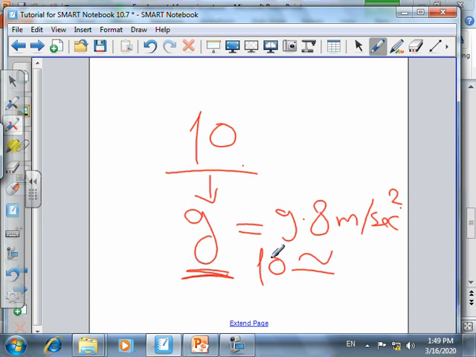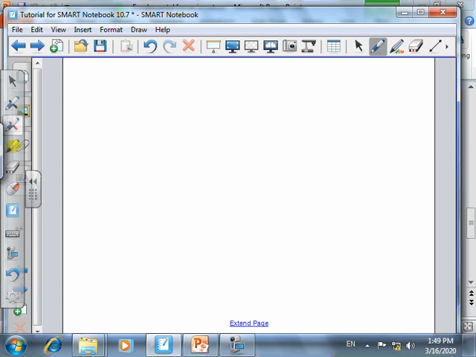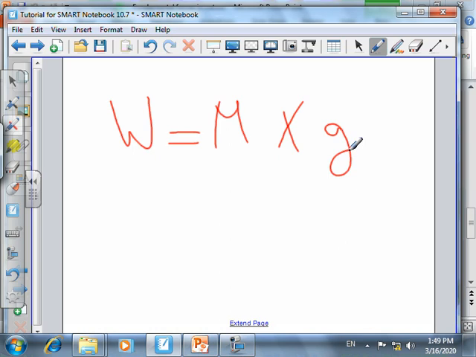We can also write the relation W, which refers to the weight, equals mass, M, which refers to the mass, times G. G represents the gravitational acceleration. Weight is measured by, as any type of force, as we mentioned in the beginning of this session, the Newton.